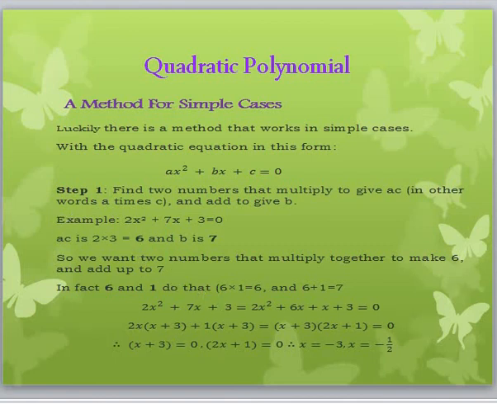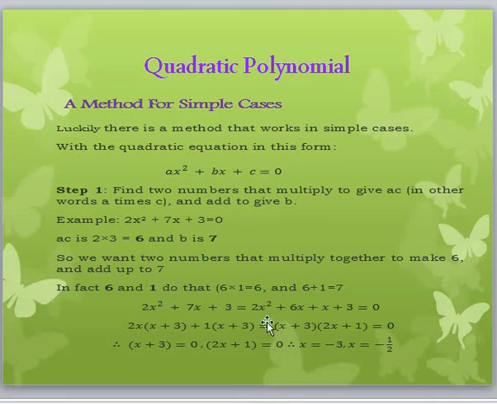The second case is 6 and 1. 6 into 1 is 6 and 6 plus 1 is 7. So now we take 6 and 1 as the factors, and we replace 7x by 6x plus x.